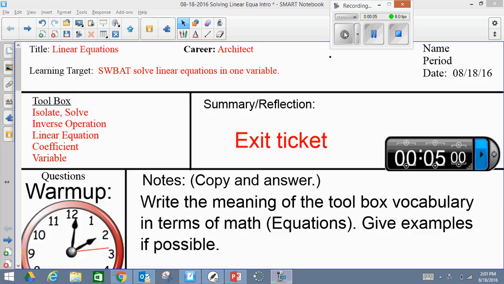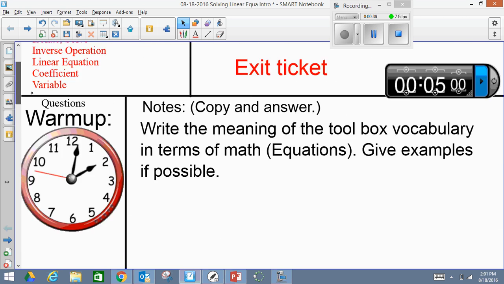Today's lesson, August 18, 2016, was on linear equations. The idea, and I explained during class, is that the first slide when you come into class will have the title, learning target, the toolbox, summary reflection, and could be an exit ticket. On the top right side, you're going to have name, period, date. This is called Cornell notes, and many people use them. You can use them to stay organized. That's up to you. It's a good way to be organized. Scroll down, that keeps going basically.